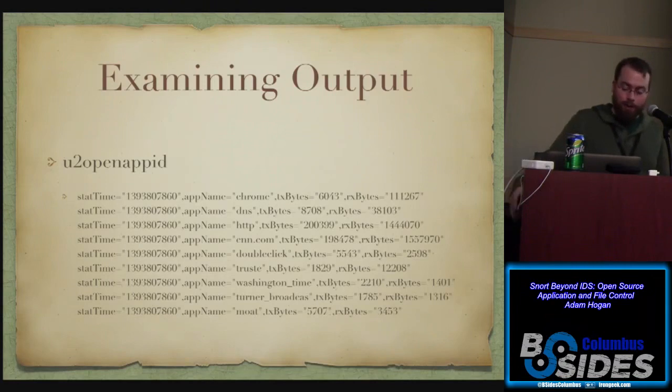But after that, a bunch of other connections happen. You can see there's DoubleClick. There's TrustE. There's Washington Times. There's Turner Broadcasting. There's Moat. I don't even know what it is. I'm sure it's some sort of advertising nonsense, right? So you see all that identified, and what was actually just going out to one web page. And you start to get these sort of statistics back.